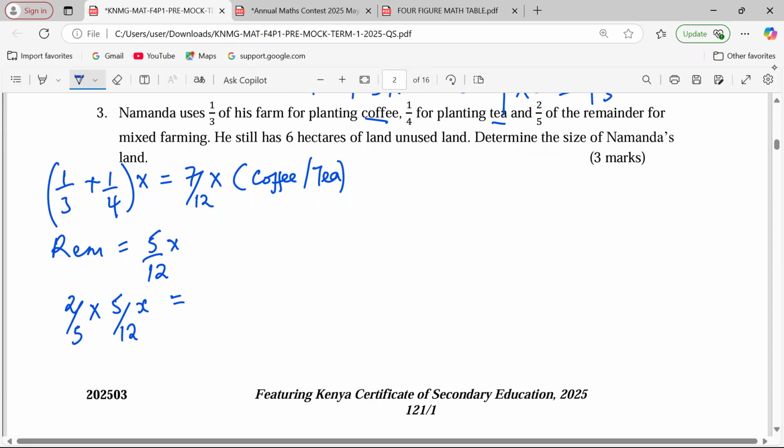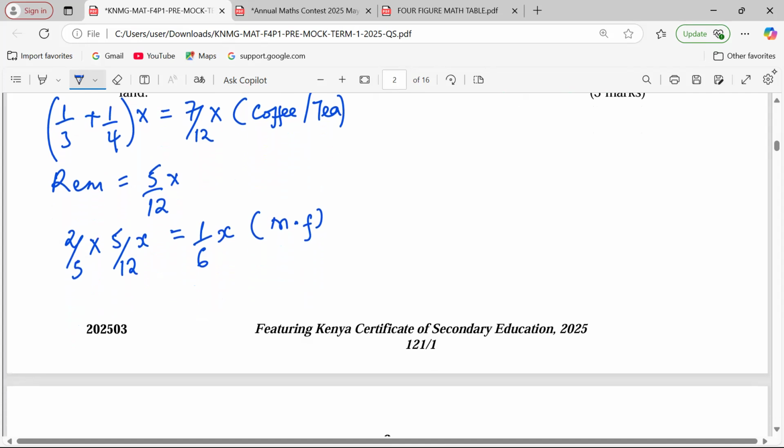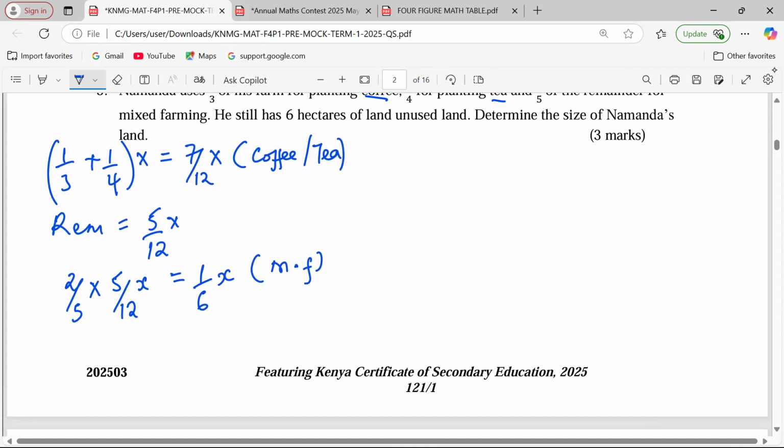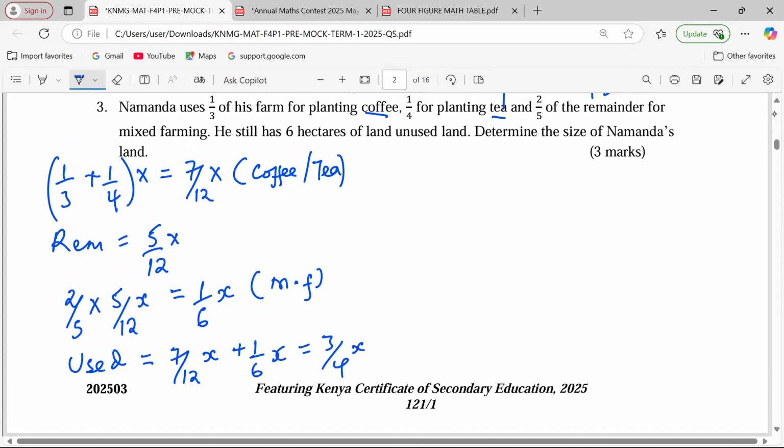So when we take 2 out of 5 and multiply this by 5 out of 12, this gives us a 6th x. So a 6th x is the one that goes for mixed farming. With that, we can talk about the used land so far. Used land so far is going to be 7 out of 12 x and a 6th of x. So we add a 6th to 7 out of 12. This takes us to 3/4 of the land. So 3/4 of x has already been used for both coffee, tea, and mixed farming.